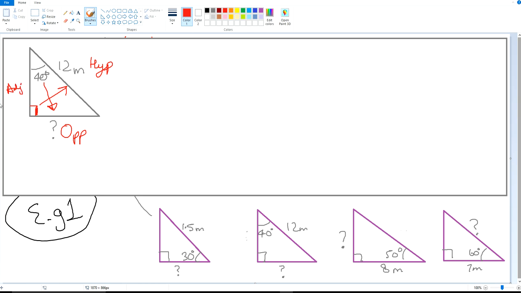Now, if you don't label the triangle right, you will not get the question right. The labeling is imperative. So now, what do we do? We look at the question. We want to look at the opposite, and we have the hypotenuse. So the O and the H make an O sound, and the O sound comes from SOH. And the SOH triangle looks like this.